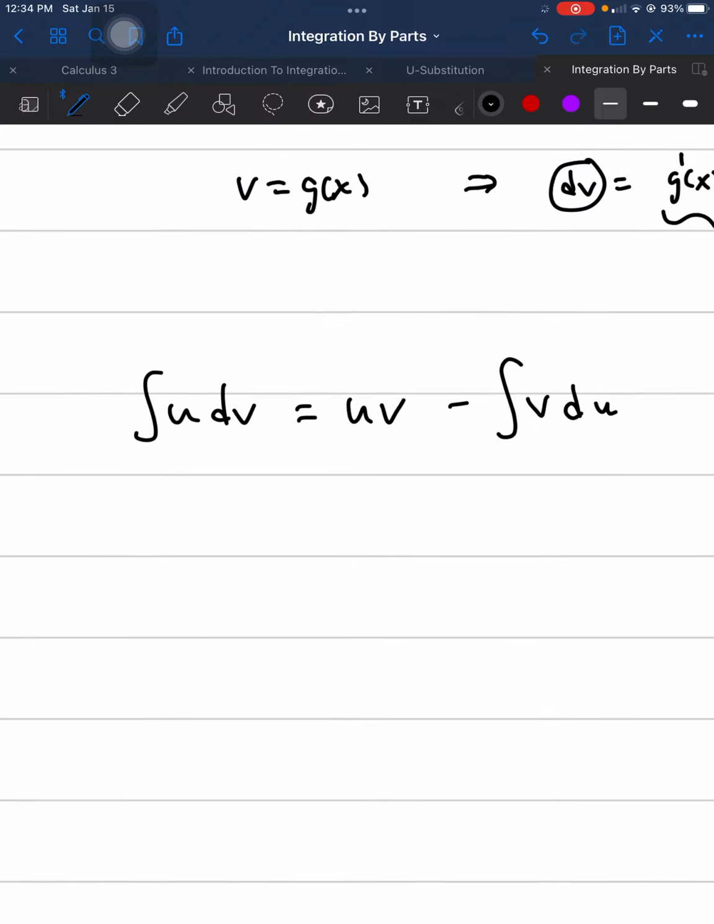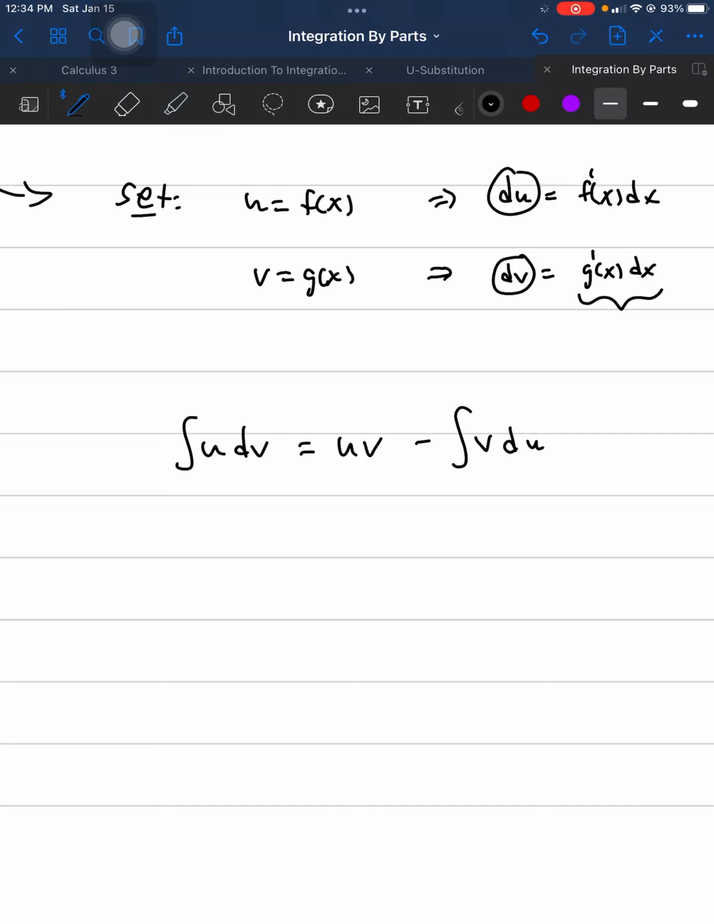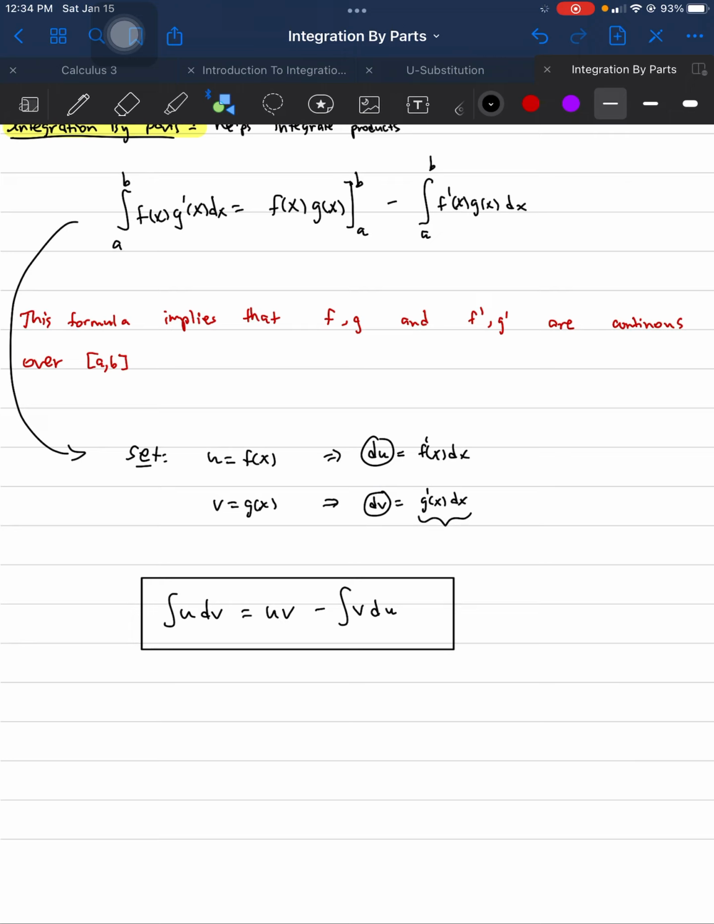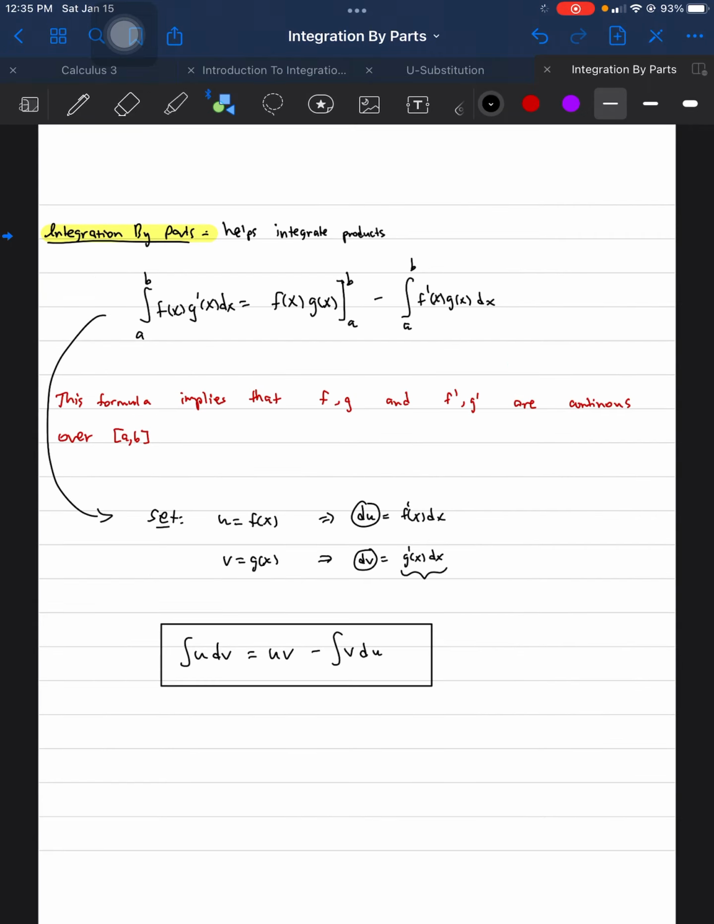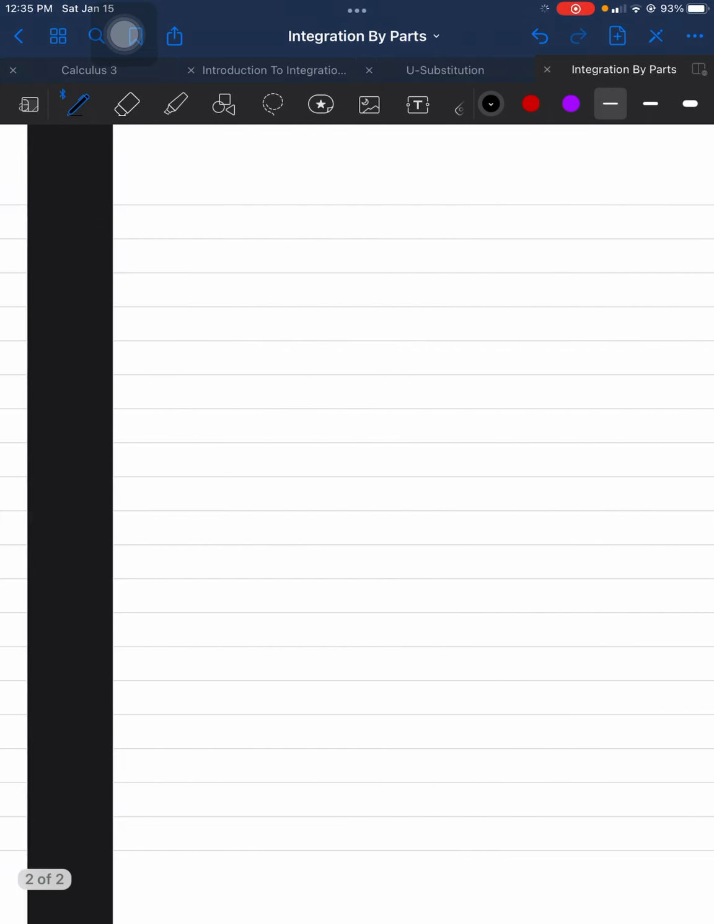So this is the general formula that you can use to actually memorize the integration by parts. So let's now do a quick example to show how to actually use this formula. And remember, whenever you have an integral problem that involves products, it's probably going to be an integration by parts question. So you can use the integration by parts for that.